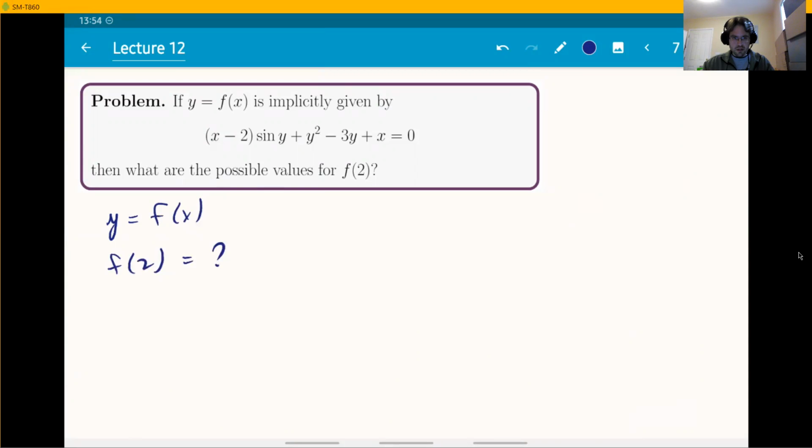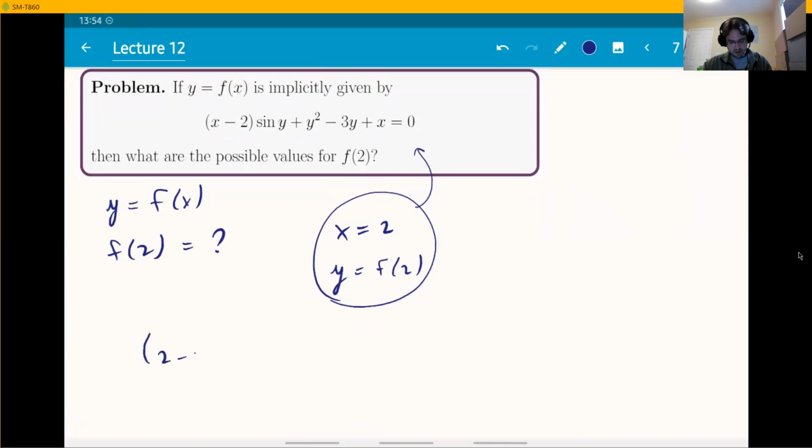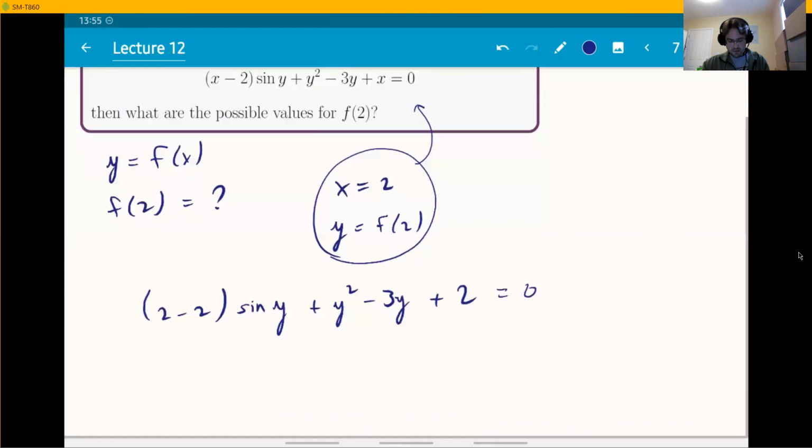Whatever it is, it must satisfy the equation. So we're going to plug in x equals 2, and y is the number that we want. y is f of 2 because y is f of x. Plugging those into the equation, you see that the sine term that's multiplied by x minus 2 is going to go away. And this final x in the expression is a plus 2. So what do you get?